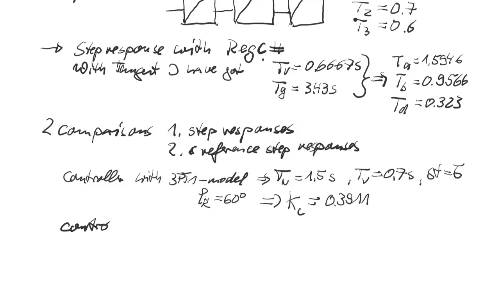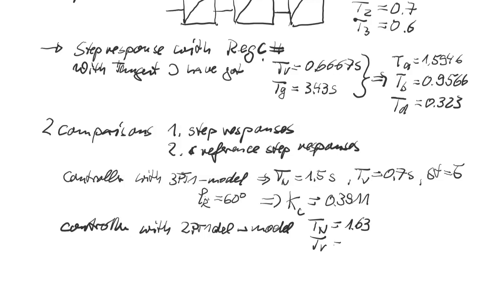Controller with 2PT1 delay model has a Tn value which is 1.63 seconds, a TV value which is 0.69 seconds, step depth unchanged 5, Csii is now 0.4739.